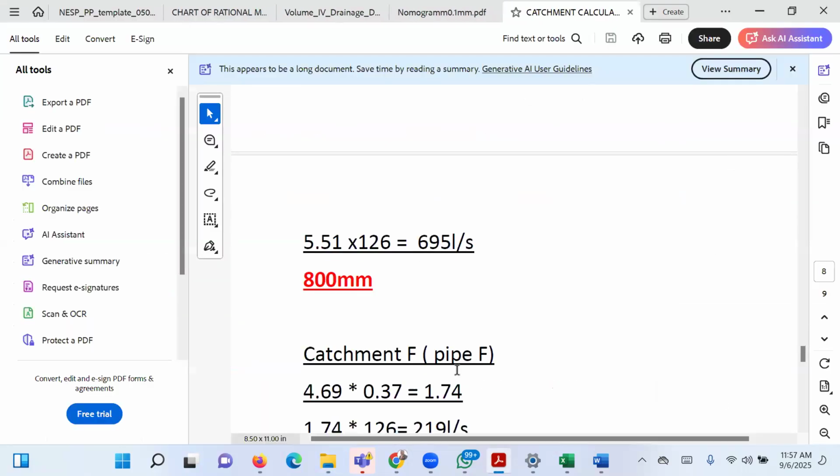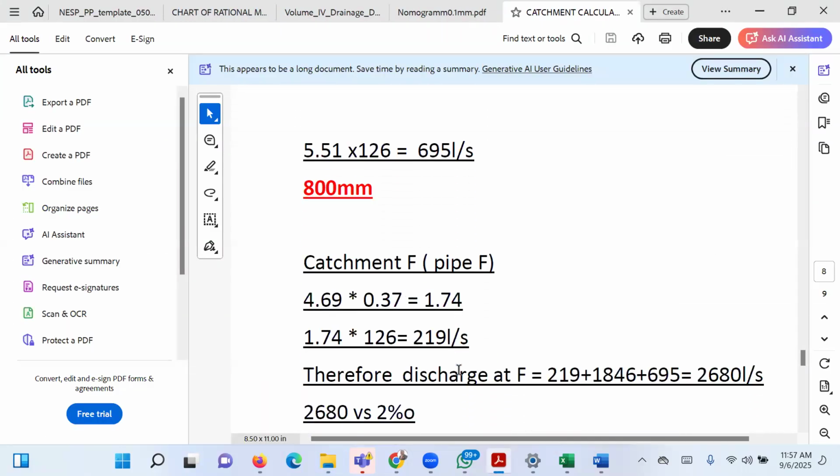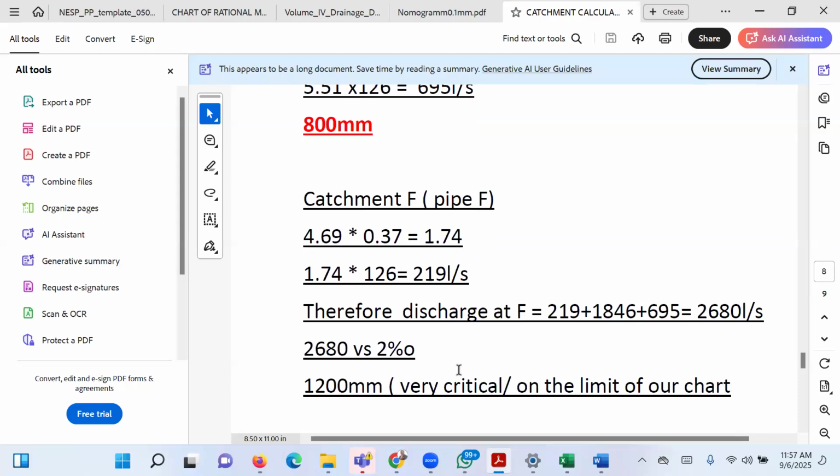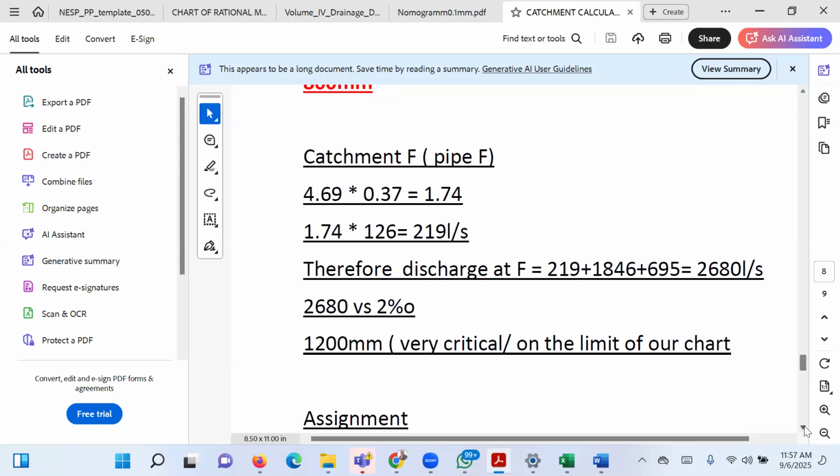Okay, until you get to catchment F. Catchment F will now give you about 26800. And the equivalent pipe size is about 12 mm. And there's a caveat. The caveat says it is very critical and it's on the limit of our chart.